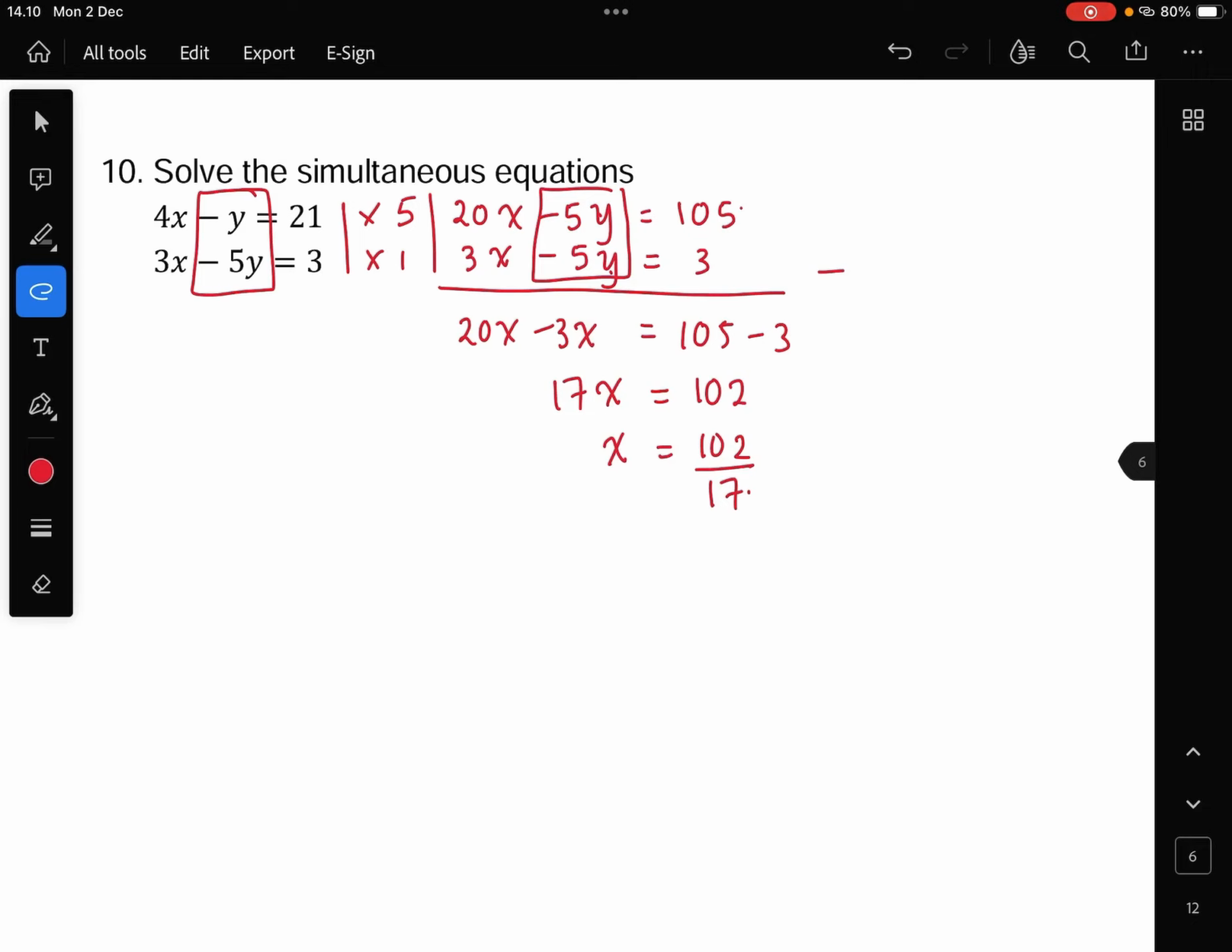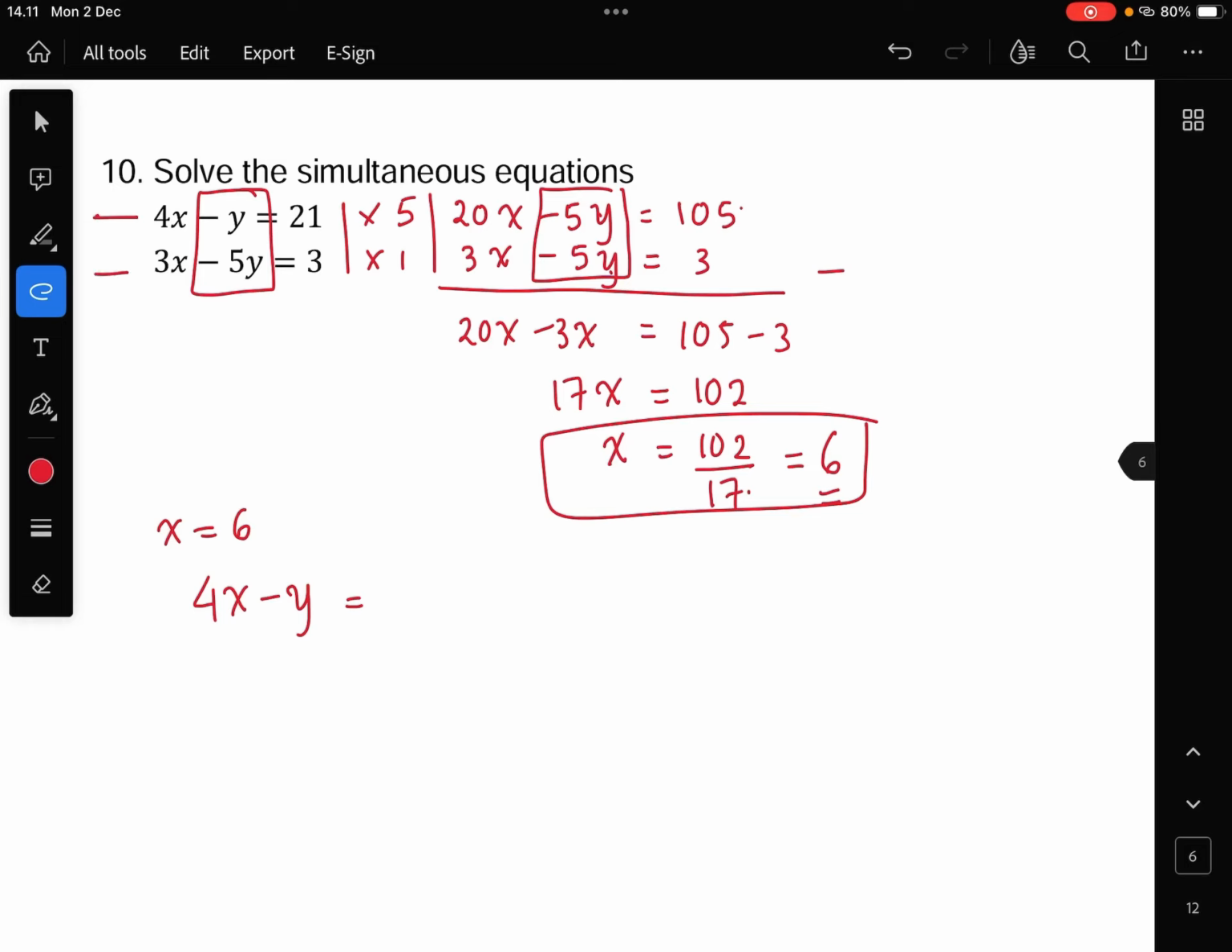Then we need to find another one, which is y, yeah? But I'm going to make sure that, okay, 102 divided by 17 is going to be 6. Alright, now let's move on to find the y here. I'm going to use substitutions after this. So x is equals to 6. We already found it here. Now we need to use another equation.